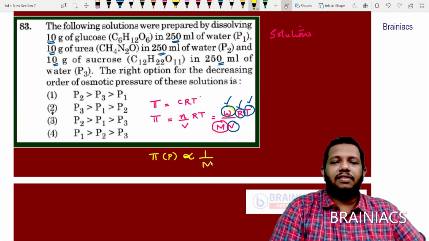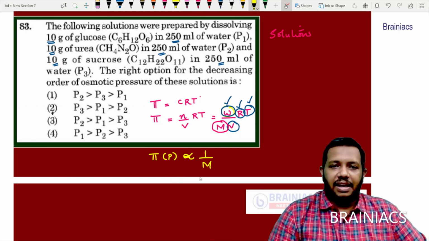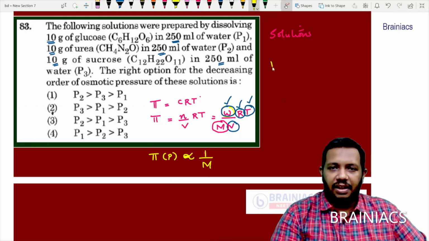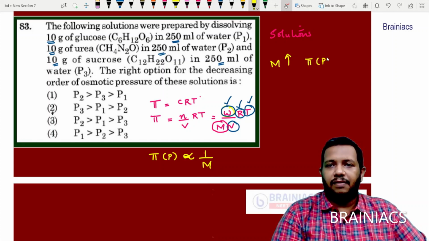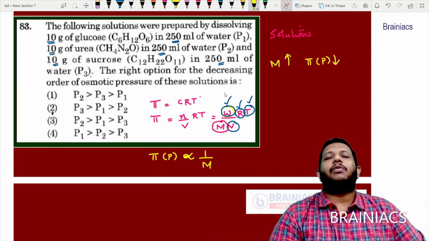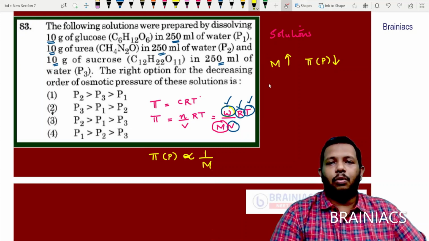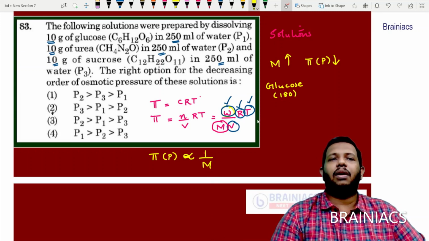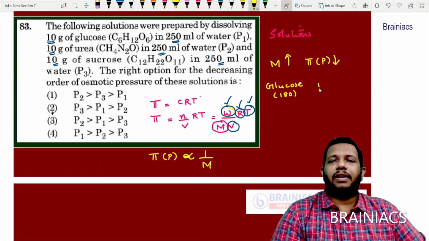Okay, now what is the meaning of that? That means that if the molar mass is very high, then the osmotic pressure P will be very low. Now from this compound, the first one is glucose. So glucose has the molar mass, how much? Tell me, 180. Okay, so it is having an osmotic pressure P1.